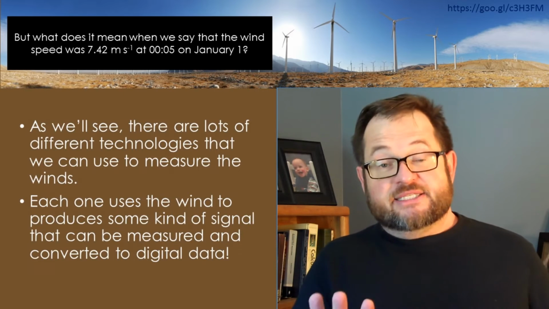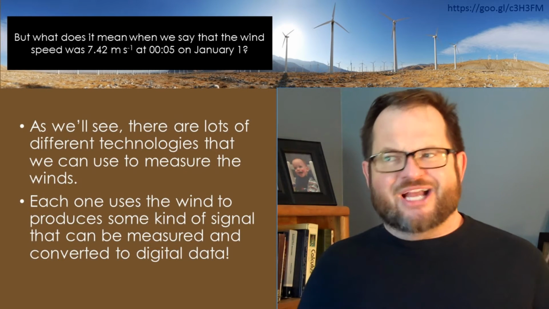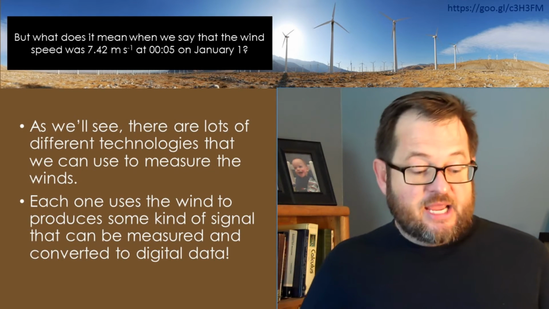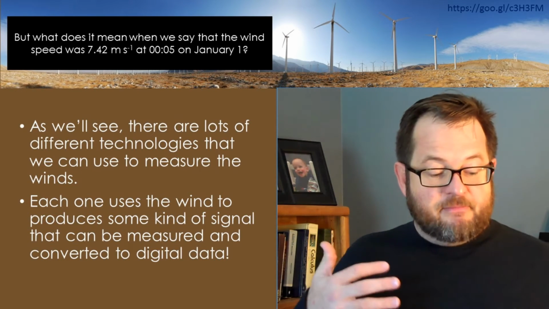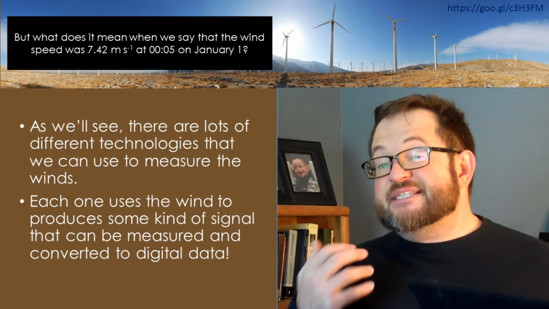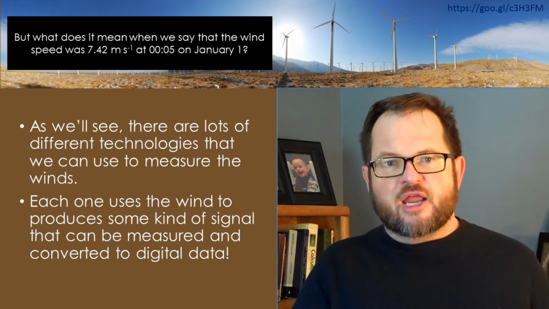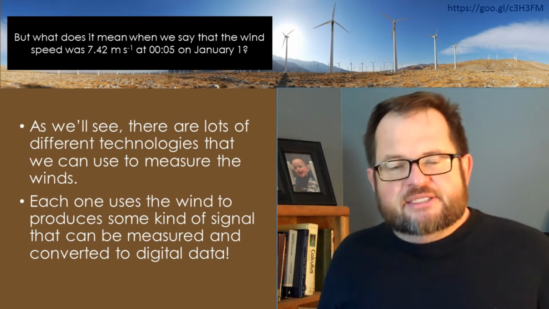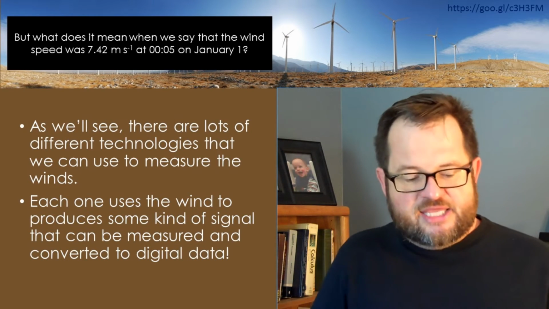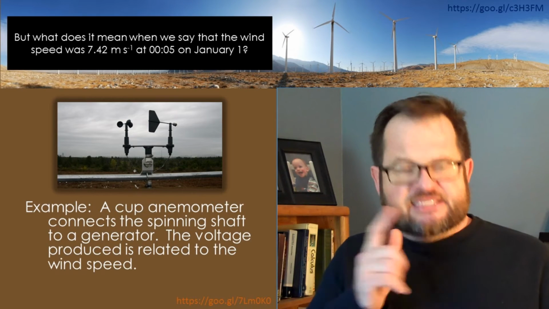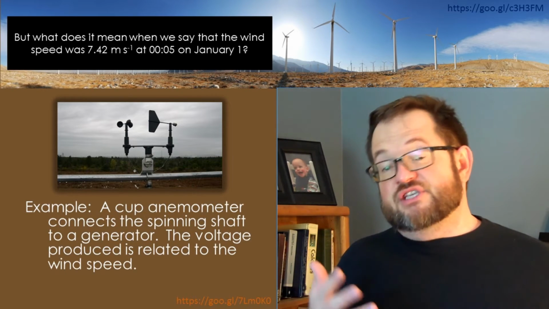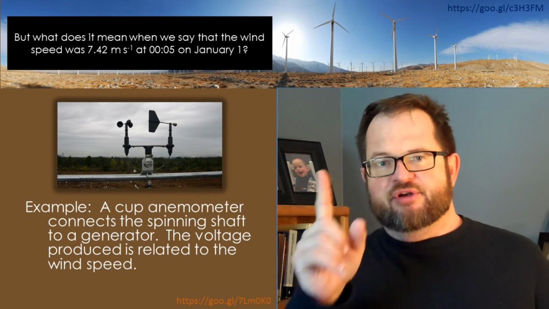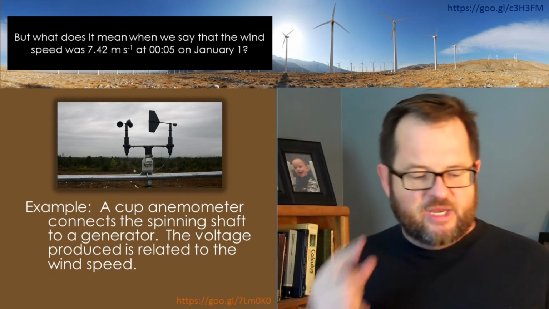Now, as we're going to see in a later lecture in this module, there's actually lots of technologies that can be used to measure wind speed. And each of them produces some kind of signal with a piece of electronic equipment that can then be measured and converted into some kind of information about what was going on in the atmosphere at this time. Let's just take the obvious example of, like, if this was a wind measurement and it was taken by the little cup anemometer, the little spinning cups that spin in the wind and so on.